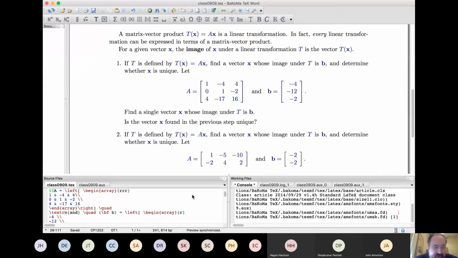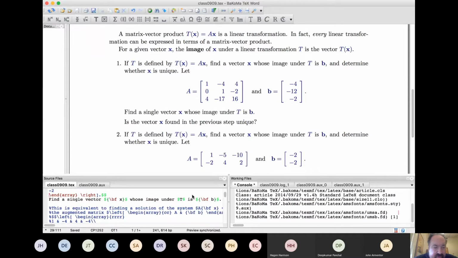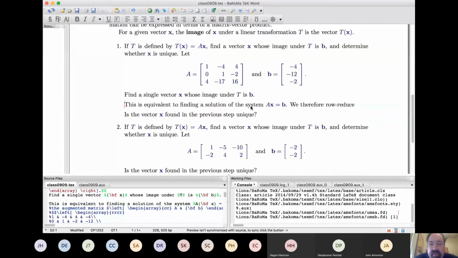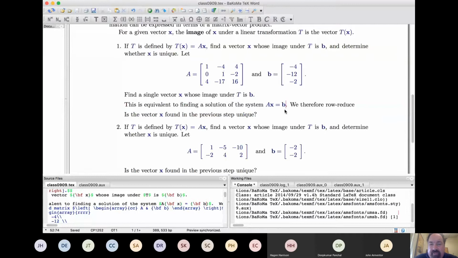So what do we actually have to do to answer this question? We want to find x so that A times x is B. So we want to solve this system of equations. This class is kind of funny in a way, because you learn at the beginning how you solve a system of linear equations, and then you discover so many different ways of phrasing problems that all boil down to asking you to solve a system of linear equations. Finding a vector x whose image under the transformation is B, we're still solving this kind of linear system.